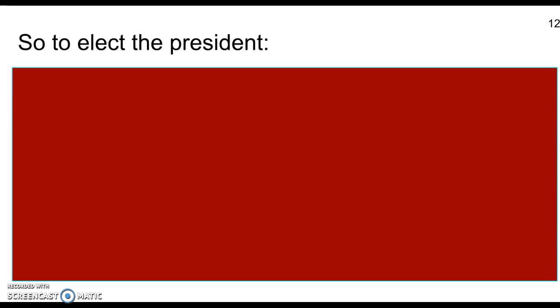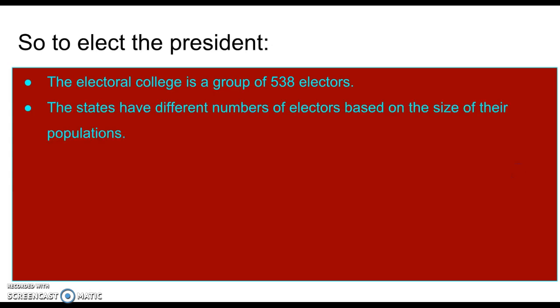The party system. So to elect the president, you have the Electoral College, which is a group of 538 electors. These are the men and women who elect the president directly. The states have different numbers of electors based on the size of the population. But all 50 states start by getting 3 of these electors. And then they add up by the numbers of population.